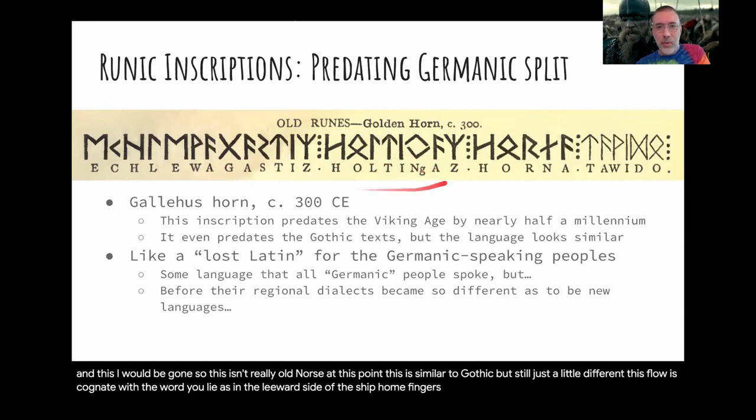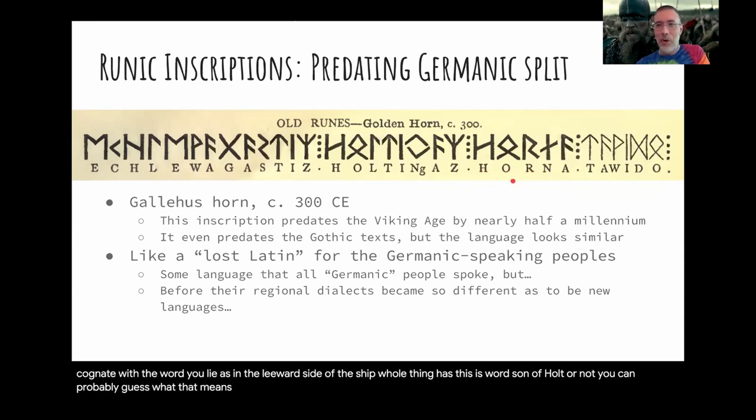Holtingas, this is a word, son of Holt. Horna, you can probably guess what that means, right? Horn. Tawido, which, if I recall correctly, is cognate with, for example, German tun, to do, to make. So: I, Hlewagastiz, son of Holt, made this horn.